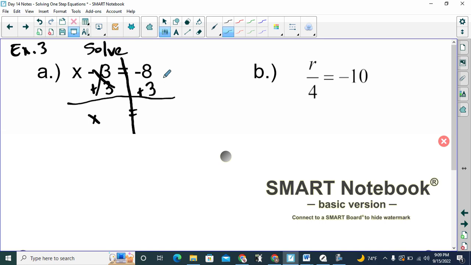And this is why we work so hard on adding and subtracting integers. Because you can do all of the algebra correct. We can get all of the steps correct in solving the equation, but if I can't add and subtract integers correctly, we're going to get the answer wrong. Negative 8, that's negative. Positive 3 is positive. 1 positive, 1 negative. When I combine them, I want to subtract. 8 minus 3 is 5. The bigger number was negative, so x equals negative 5.